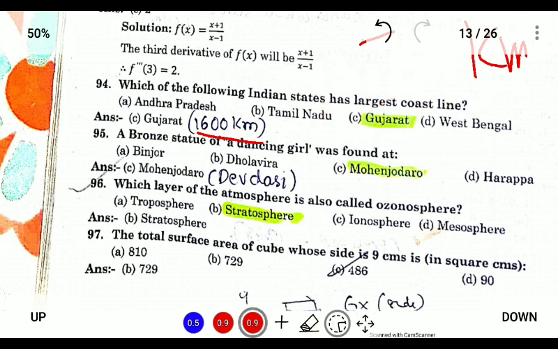Next, a bronze statue of a dancing girl is found at Mohenjo-daro. Mohenjo-daro means the Mound of the Dead. Which layer of the atmosphere is also known as the ozonosphere? Stratosphere. Ozonosphere because the ozone layer is found in the stratosphere.